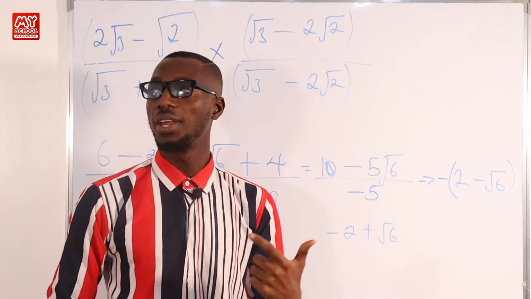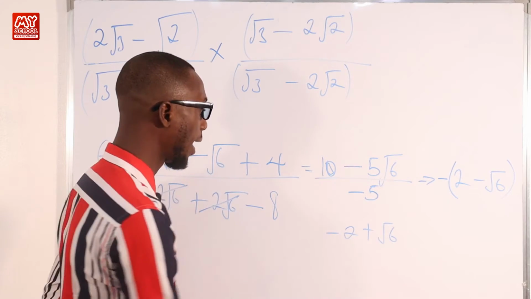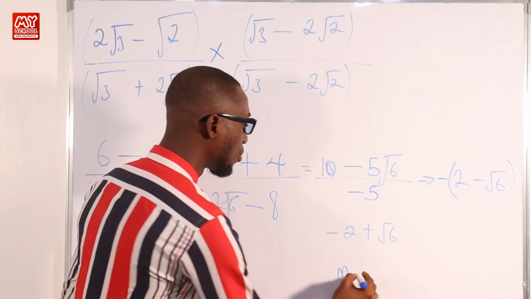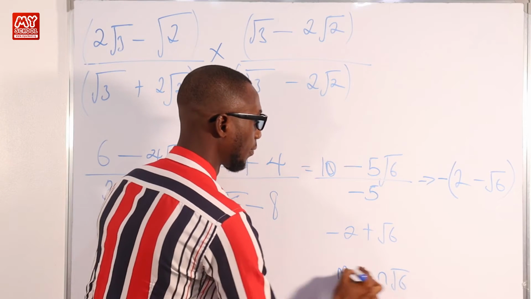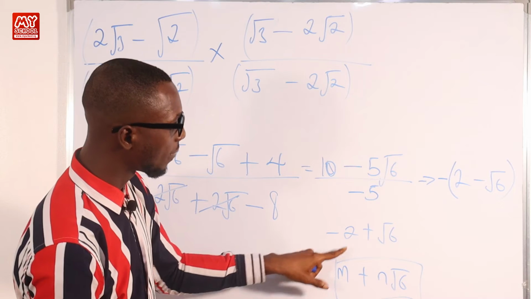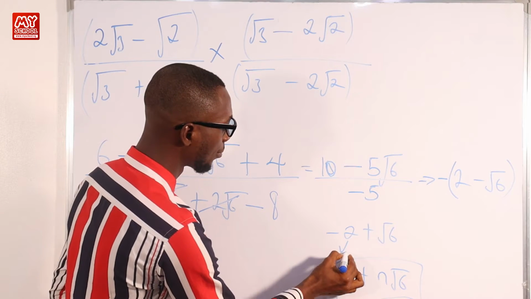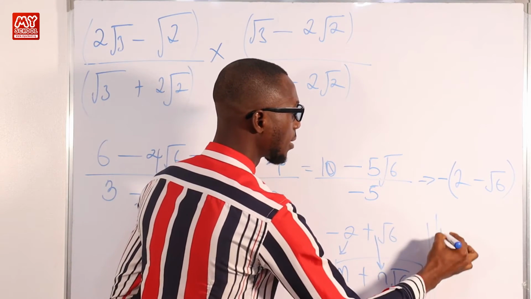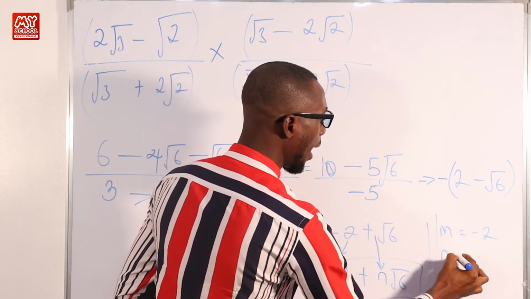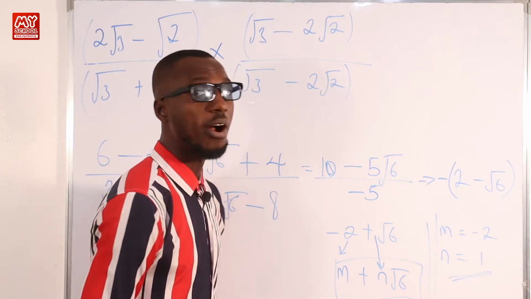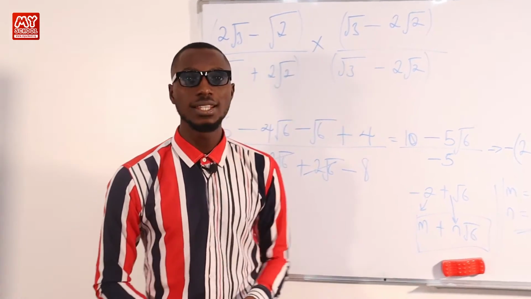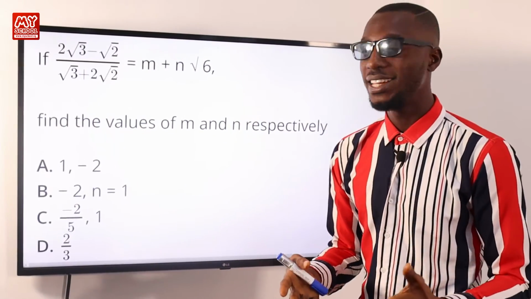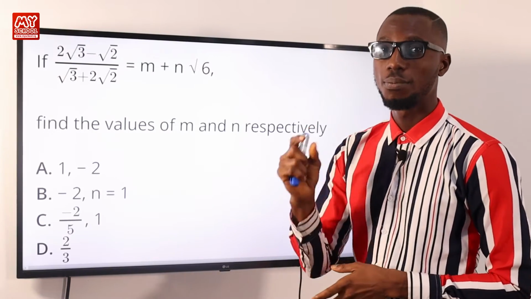So the question requires that we identify m and n. So this is said where m from the question plus n root 6. This is our requirement. So we can identify m as minus 2 and n as 1. So that means m equals minus 2 and n is 1. So going through our options together, let's see which of them has this value. M is minus 2 and n is 1. So that makes option B correct.